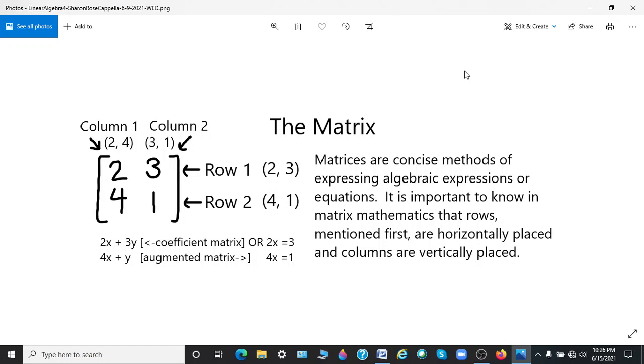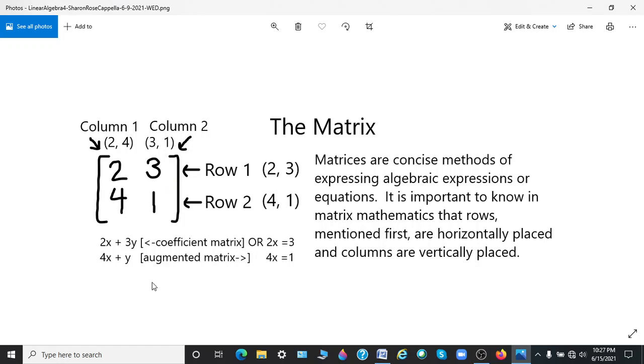Matrices are concise methods of expressing algebraic expressions or equations, as we just discussed, and they must be linear equations in the course of linear algebra. It is important to know in matrix mathematics that rows mentioned first are horizontally placed, and columns are vertically placed. So here's the first row, 2 and 3, and that is how we write it. The second row contains 4 and 1, and that is how we write that. Now column 1 contains 2 and 4, and column 2 contains 3 and 1, and that is how you write these.